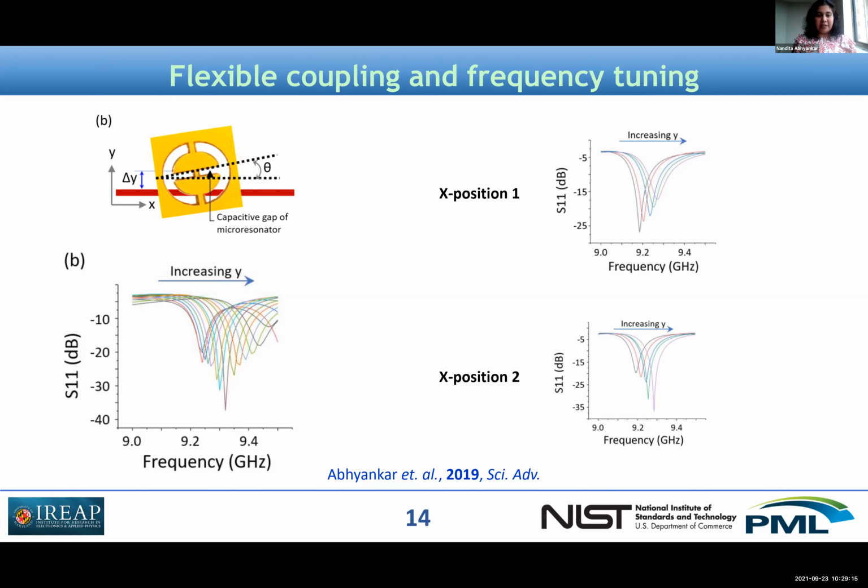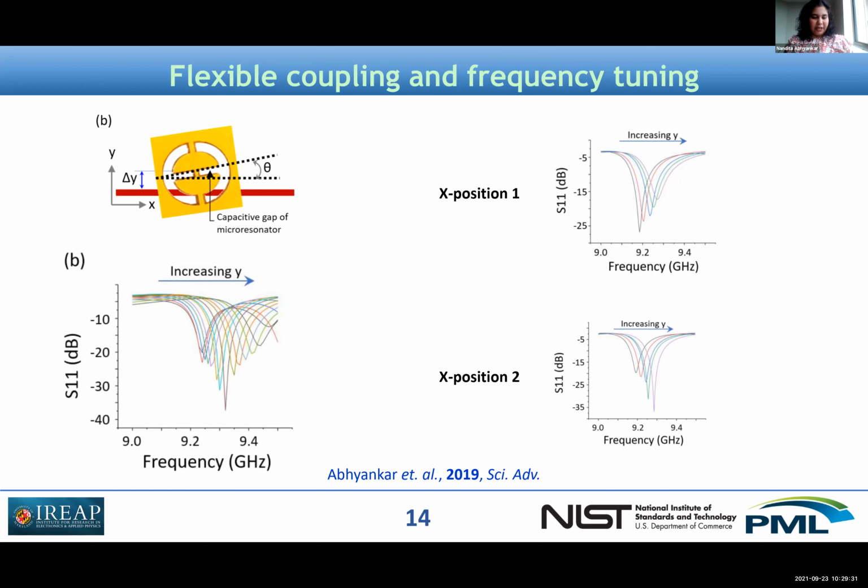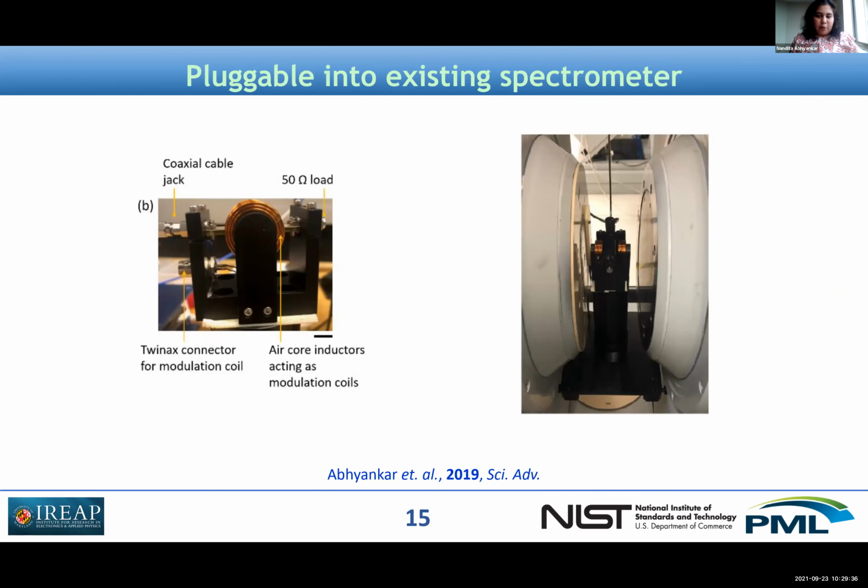The coupling can be changed very easily by changing the position of the microresonator on the microstrip. You can overcouple, undercouple, you can critically couple. And you can even change the resonant frequency by shifting the microresonator in the direction of propagation of the microwave. And so we've had this microresonator microstrip device, and we put modulation coils around it, and now we have a device that can be plugged into an EPR spectrometer without needing any other supporting instrumentation.